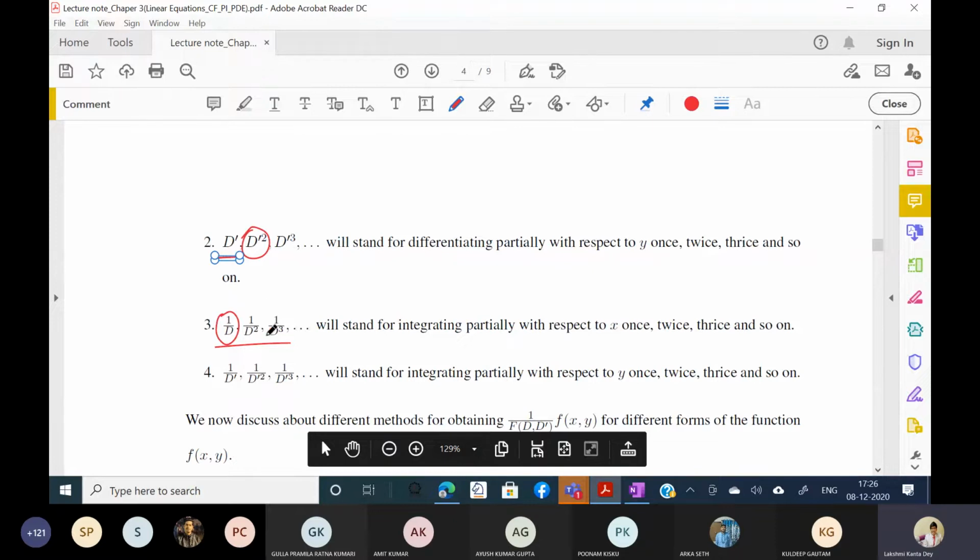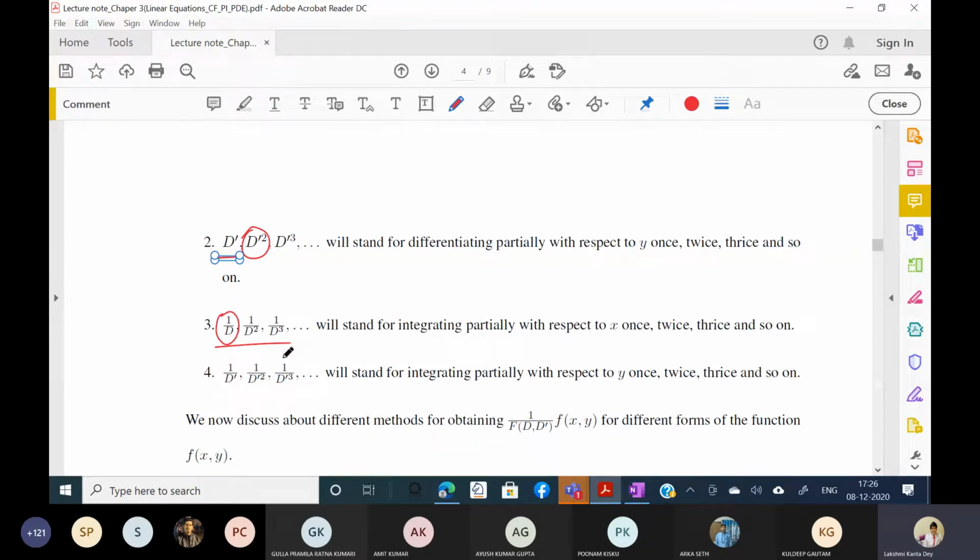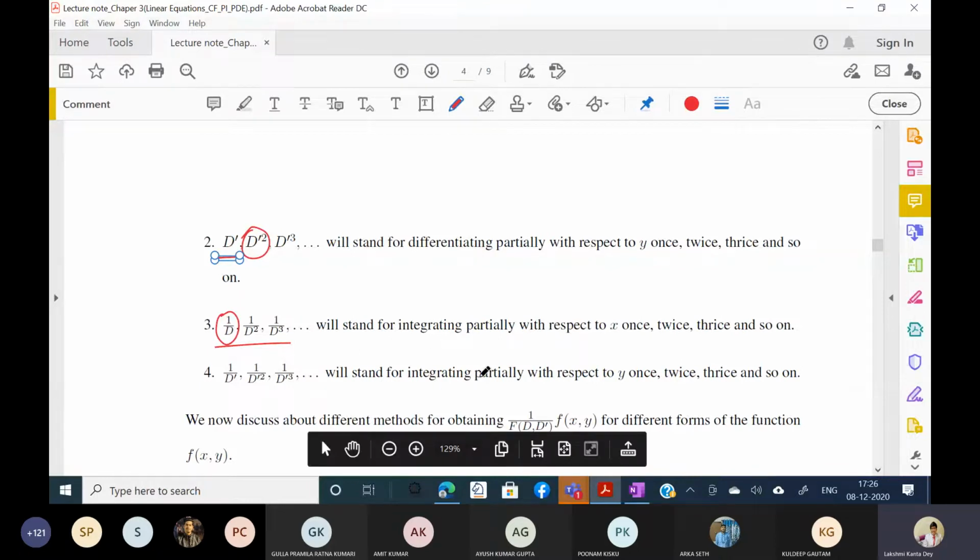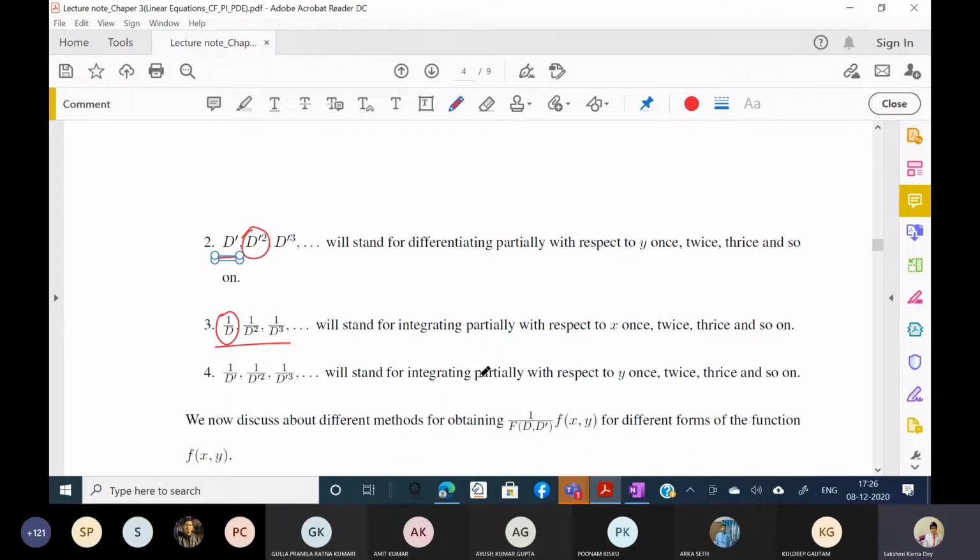1 by D square means twice. You have to integrate partially with respect to x. Similarly, 1 by D cube means integrate with respect to x partially. Partially means the other variable, like y, you have to treat as constant. So 1 by D cube means 3 times integration partially with respect to x.